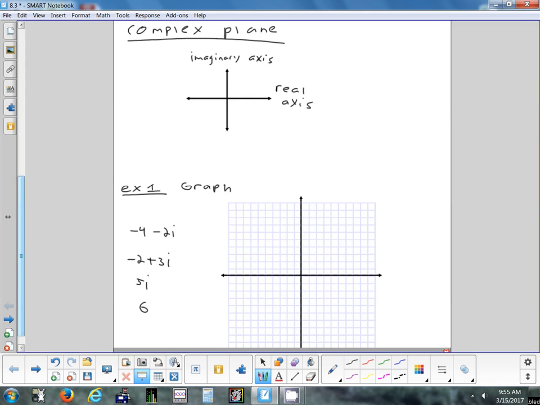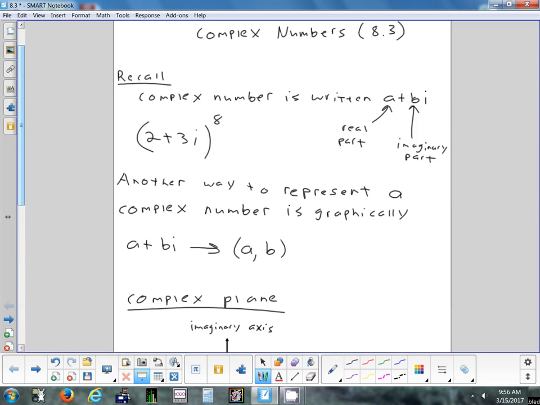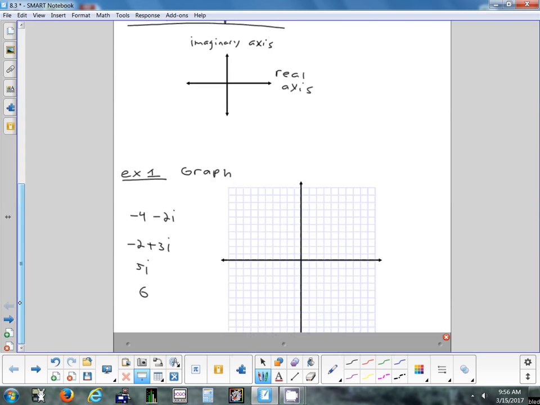So let's see if we can graph negative 4 minus 2i. Cody, what's the real part with negative 4 minus 2i? Yep, so we're going to go left 4. And then the imaginary part? Not 2i. Negative 2. Remember, the imaginary part is just the number that's in front of the i. So we just go left 4, down 2. That's the point, negative 4 minus 2i.